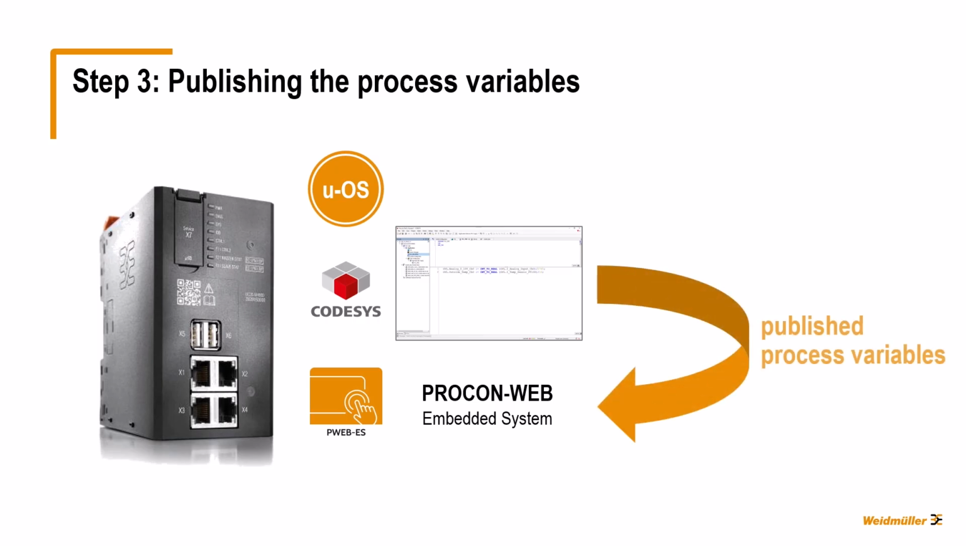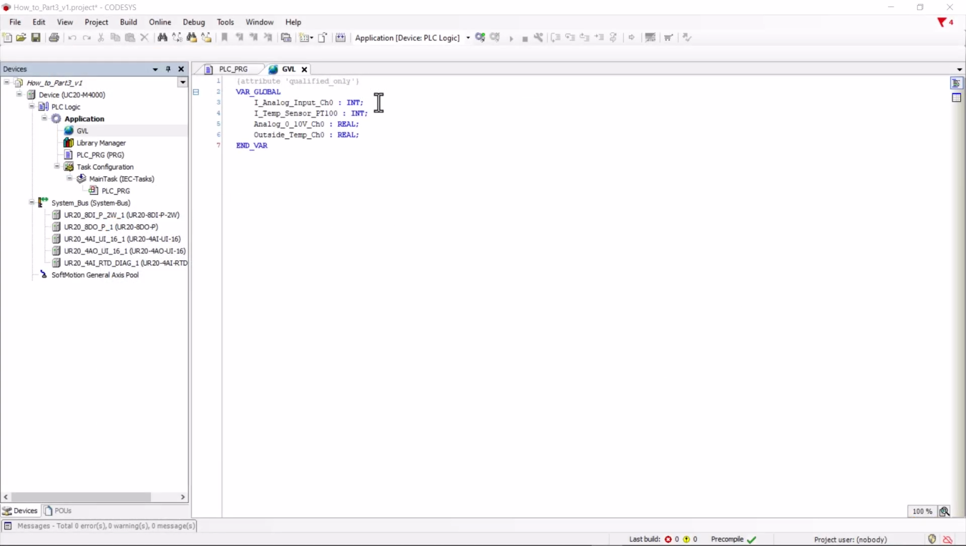In this step, we specify in the CODESYS control software which of its variables are to be published. On the one hand, this prevents other programs such as PROCON-WEB from having access to all variables and possibly being able to change them. Secondly, we avoid unnecessarily high data traffic. In this way, CODESYS only provides and transfers the data that PROCON-WEB really needs. To publish variables from CODESYS, we first switch back to our CODESYS project.